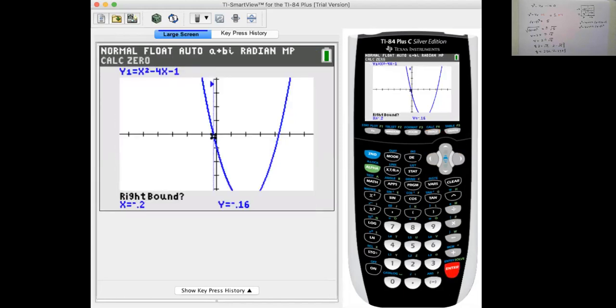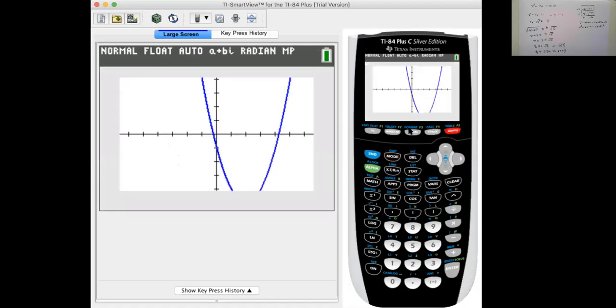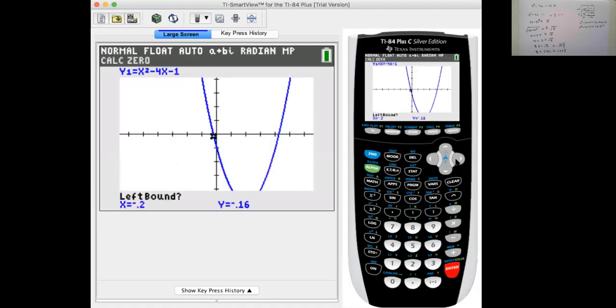Whoops, messed that up. Try that again. Second calc, zero finder. Move the cursor a little bit to the left of where it crosses, which is about here, enter. A little bit to the right of where it crosses, about there, close to where it crosses, about there, and it gives me 4.236, the other answer I thought I would get.